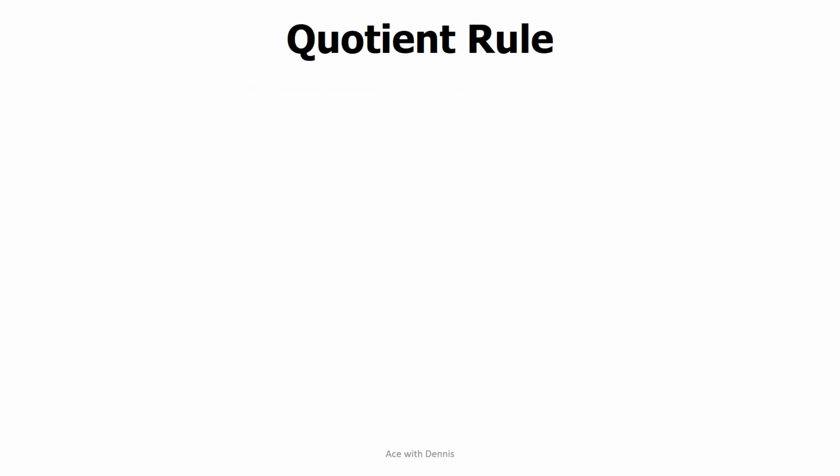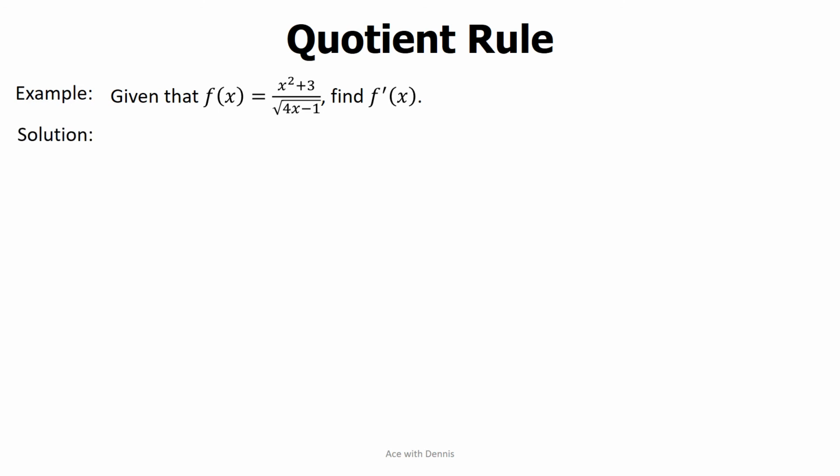Next, let's learn how to apply the Quotient Rule. Here is an example. Given that f(x) equals (x squared plus 3) over the square root of (4x minus 1), find f prime x. Here is the solution. Recap the Quotient Rule, which is d over dx of u over v equals (v du over dx minus u dv over dx) over v squared.